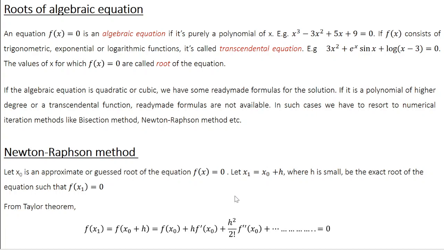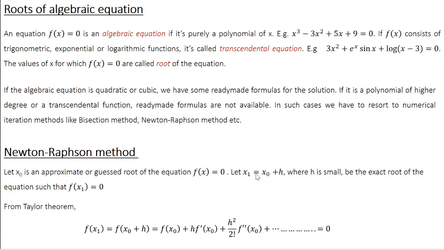So we have a function f of x. We need to find the value of x for which f of x equal to 0. So let's assume that x1 is the exact solution to this equation. So let me say, for example, when x equal to 3, f of x equal to 0. So x1 is the exact solution. But I do not know the value of x1, so I start with an initial guess. Let x0 be my initial guess. Say if 3 is the exact value of the solution, I will start with an initial guess 2.5.